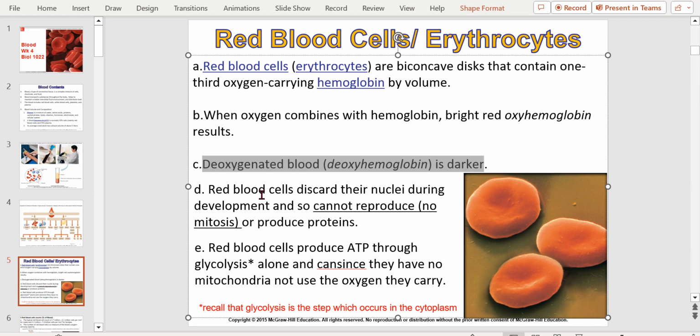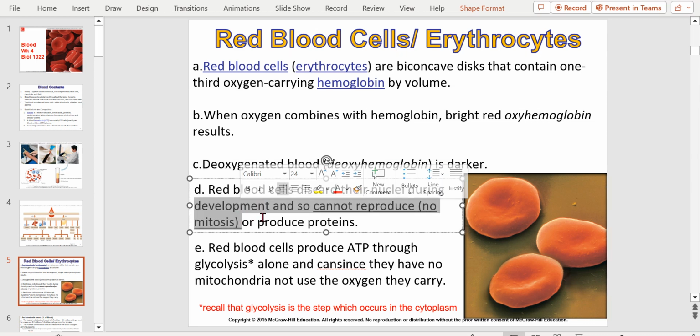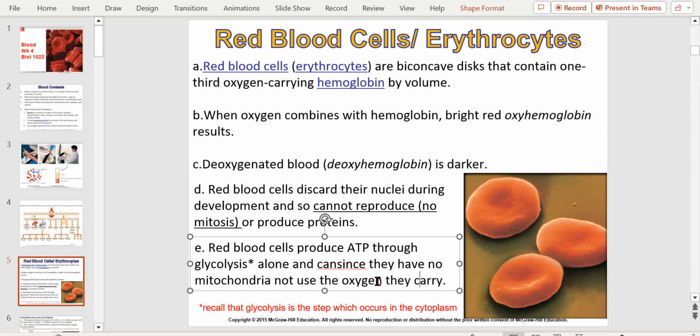The RBCs don't have a nucleus, so therefore there's no mitosis. All right. The RBCs can produce ATP through glycolysis alone. Since they don't have any mitochondria, they can't use the oxygen that they are carrying.